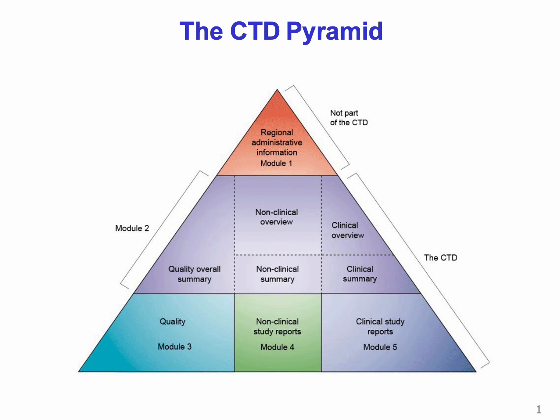Now, you may ask why, on this pyramid, the top triangle is shown as not part of the CTD, while the remaining Modules 2 to 5 are all part of the CTD. That's because the administrative information for Module 1 depends on what each country is asking from the pharmaceutical companies.